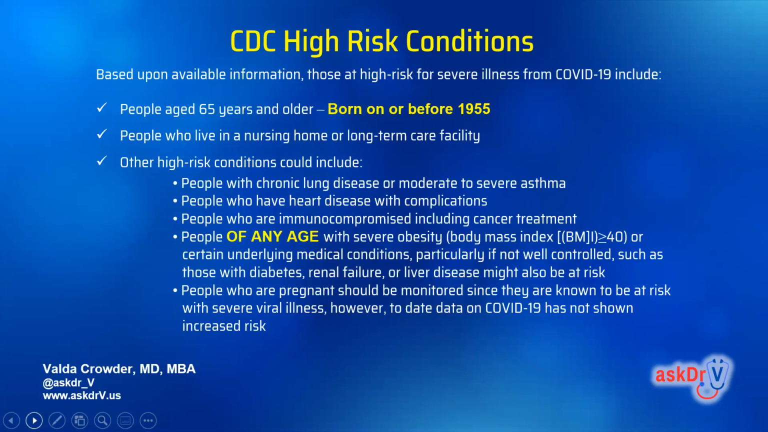So if you're 20 years old and you have a BMI over 40, you have a risk factor for COVID-19. The other things to look at are diabetes, renal failure, and liver disease. People who are pregnant should be monitored, but the CDC does not have enough information to know whether or not they're at increased risk. But in general, when people are pregnant, they are at increased risk for viral illness.